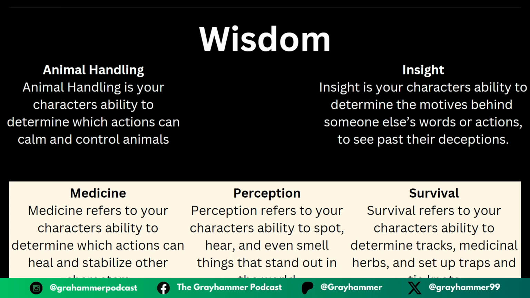beings. Now, wisdom. Again, a lot of important skills here. Animal handling is your character's ability to determine which actions to calm and control different animals. Insight is your character's ability to determine the motives behind someone's words or actions and see past deceptions. Medicine refers to your character's ability to determine which actions can heal and stabilize other characters. Perception refers to your character's ability to spot, hear, and even smell things that stand out in the world. And survival refers to your character's ability to determine tracks, find medicinal herbs, set up traps, and tie knots. All kinds of useful things out in the woods.